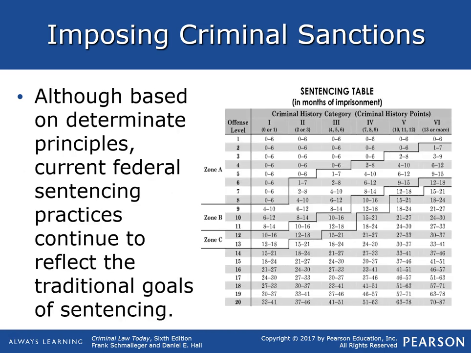So it kind of looks like this. Although, again, based on determinate principles, current federal sentencing practices continue to reflect the traditional goals of sentencing. But you can see you have the offense level and the type, and it's almost like a chart. You can go like this, and this is the penalty. Does that kind of make sense? But this is what they call the sentencing table. And again, on the left is the offense level, and across the top is the criminal history category.